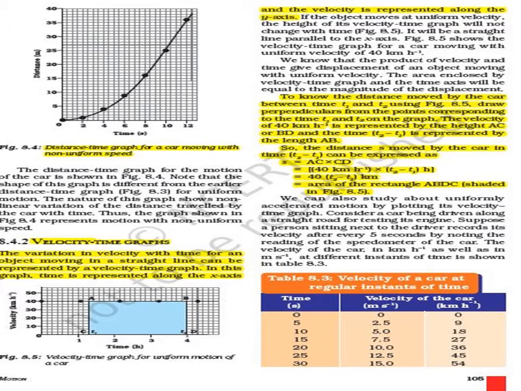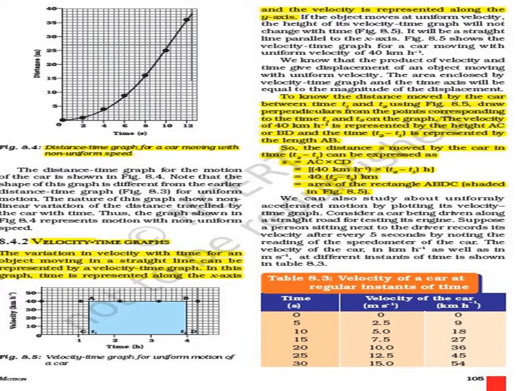Here our graph is a straight line parallel to the time axis, that is the x-axis, because in case of uniform motion the velocity or the speed is constant every time. That is, if a car is moving at 50 km per hour for the first hour, then it will again move at 50 km per hour in the second hour, and so on.